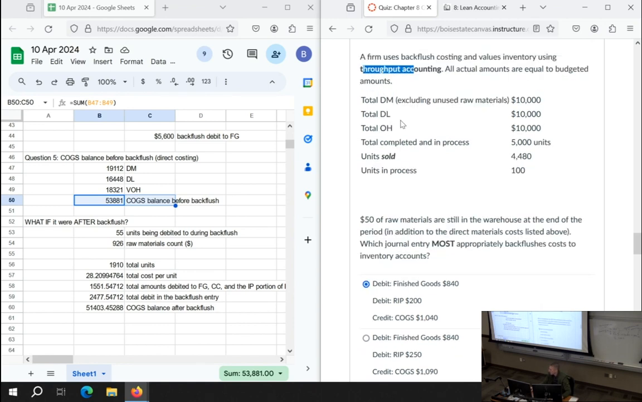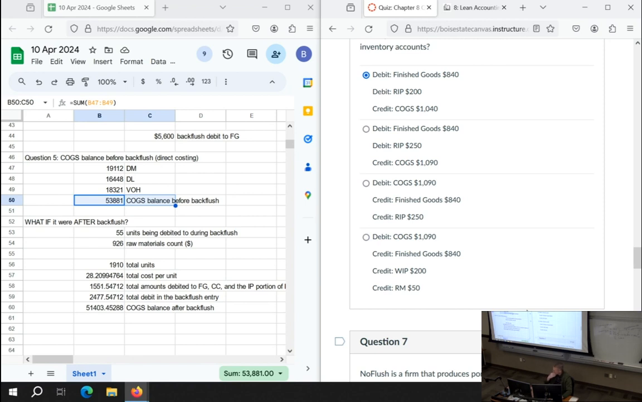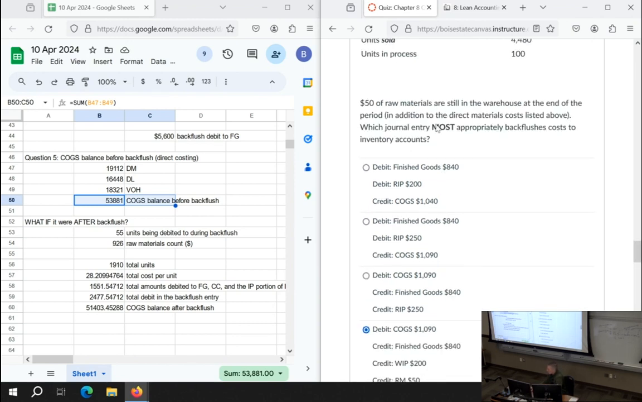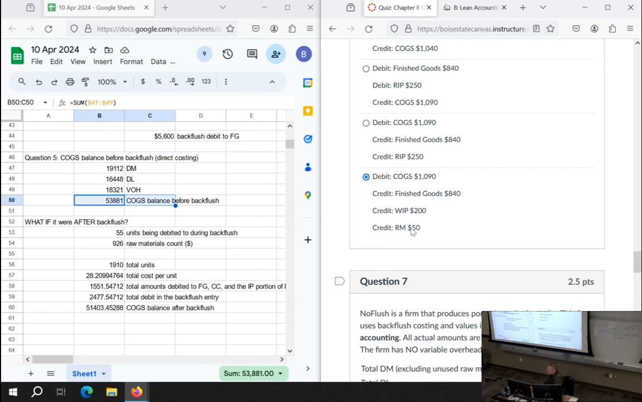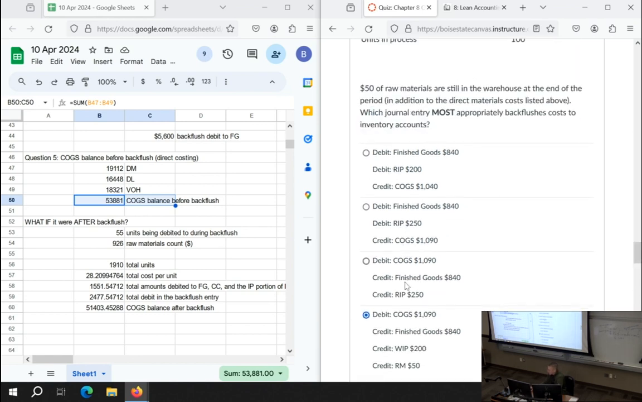All right, so we're using throughput accounting, and it's asking which journal entry most appropriately backflushes cost. And I phrase it that way, I think, because technically, a lean firm could include a WIP account, could include different names of accounts. I'm trying to get at the point that it's stated in Chapter 8 that most lean accounting firms are going to rearrange their inventory to include a RIP account. And so most appropriately, probably not one that uses the traditional 3 inventory accounts. So that one I just accidentally clicked on now, I could probably exclude that. It says it's going to be one of these 3.